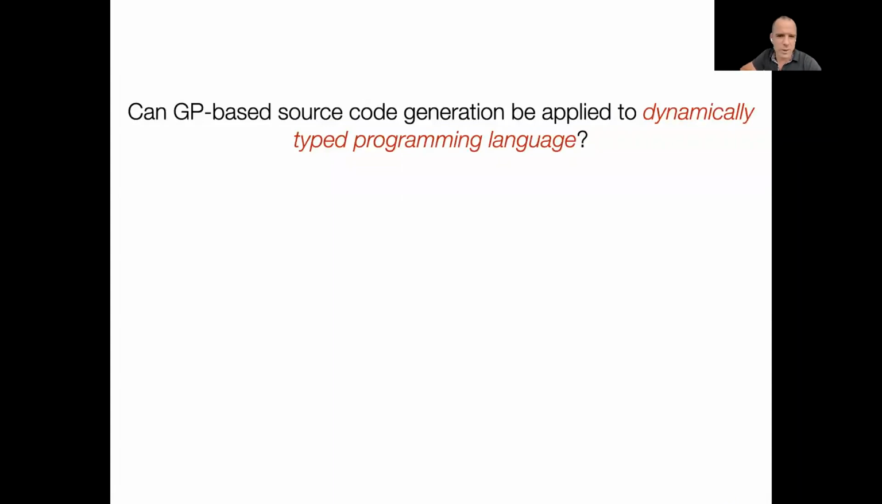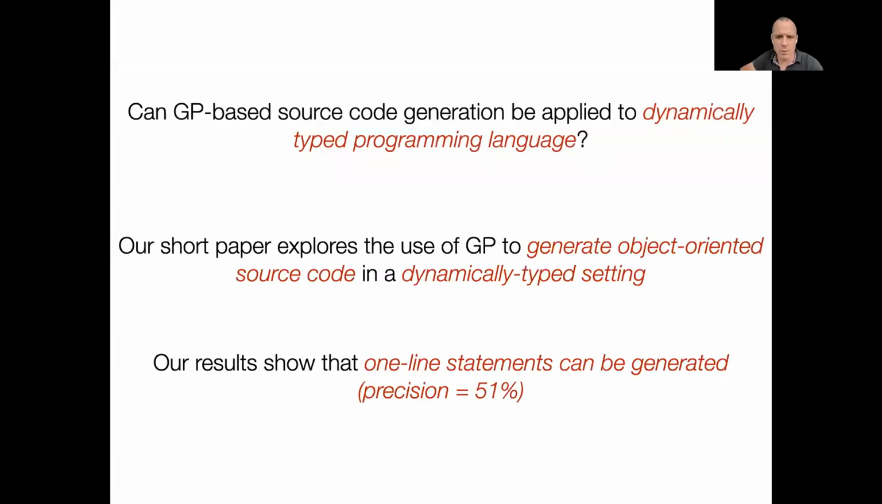The research question we have addressed is whether genetic programming based source code generation can be applied to dynamically typed programming languages. Our short paper explored the use of genetic programming to generate object-oriented source code in a dynamically typed setting. The results show that one-line statements can be generated with a precision of 51%. It means that just to produce one single line, genetic programming can be used to generate those lines, and we have a precision of 51%.